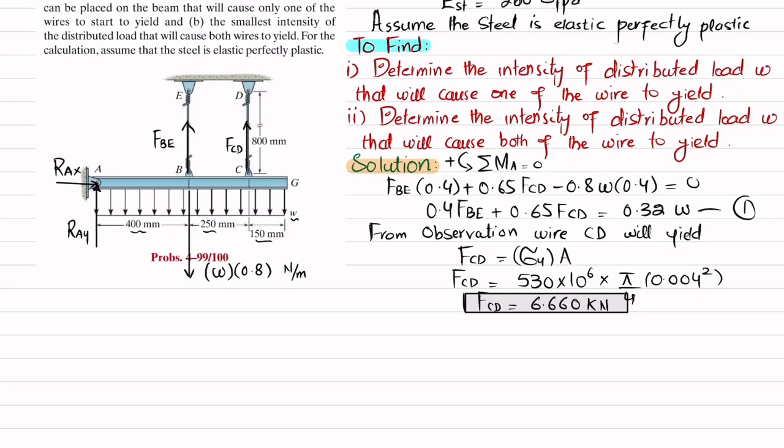So I will draw the initial beam. This is your point A, this is your point B, this is your point C, and this is your point D, G. Due to this load, the beam will deflect like this. This point B will come toward a new point, which will be B dash.